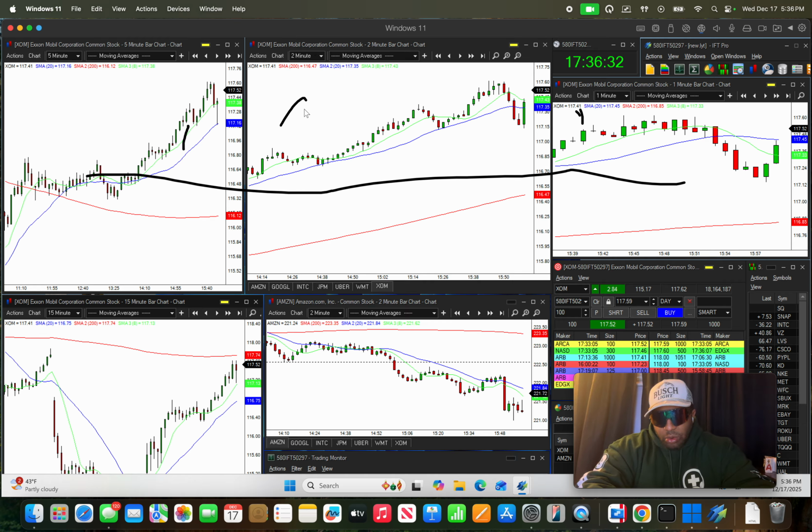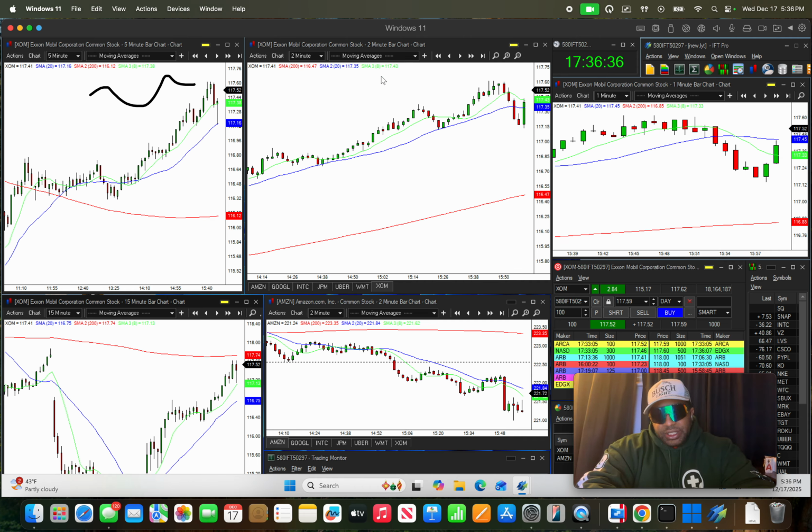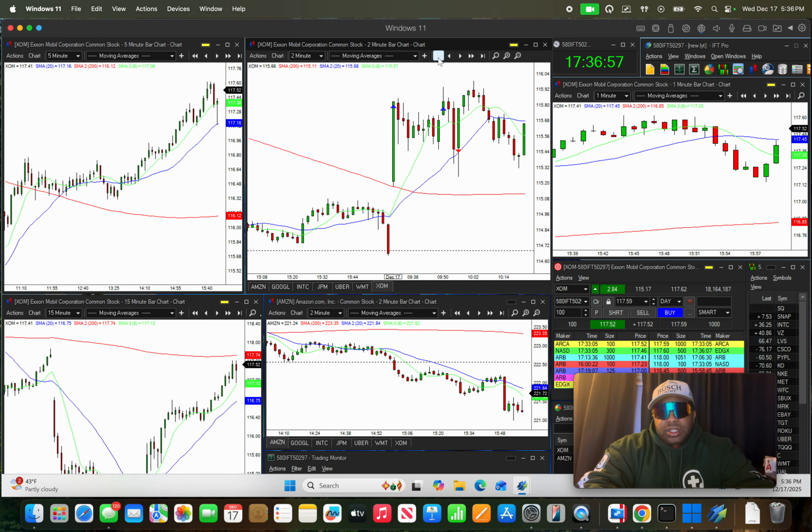So on an opening play, I can tell who has space above on the 2, 5, and 15, because that usually indicates a greater move, or the trifecta. So going back to Exxon, let's look at it on the 2-minute.